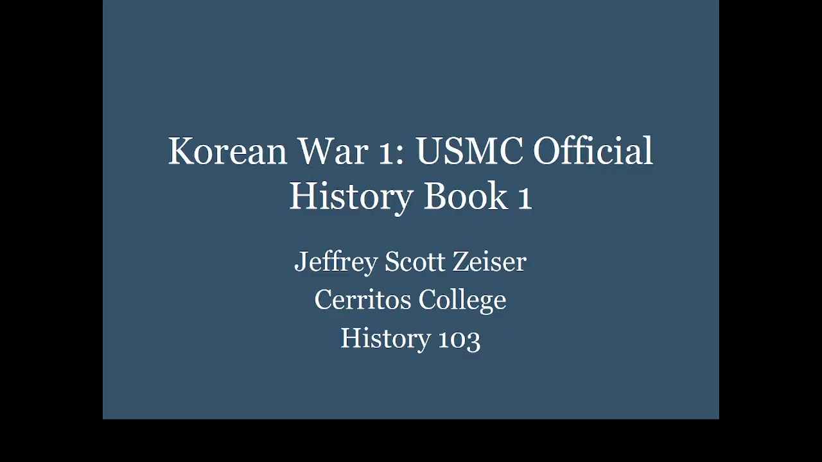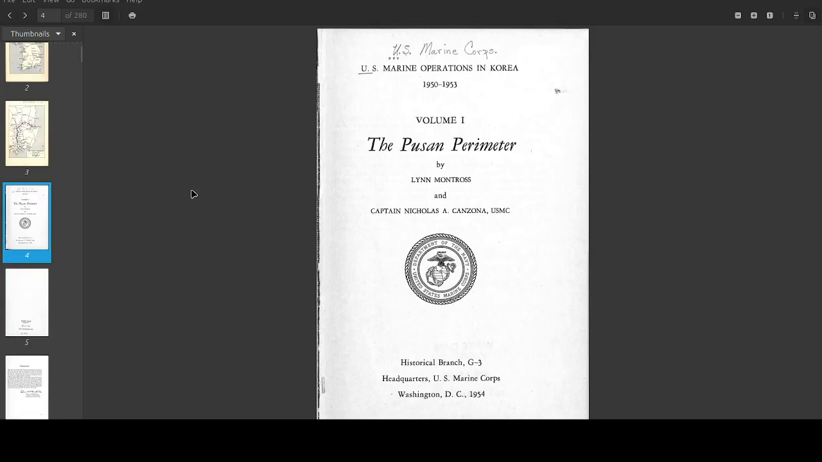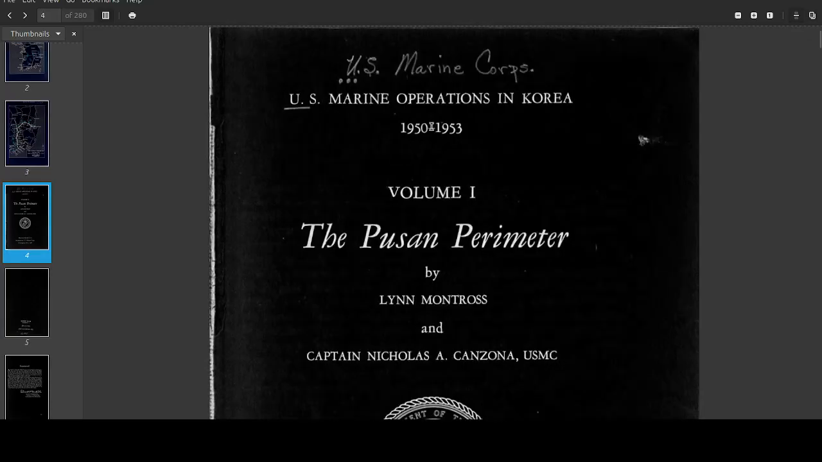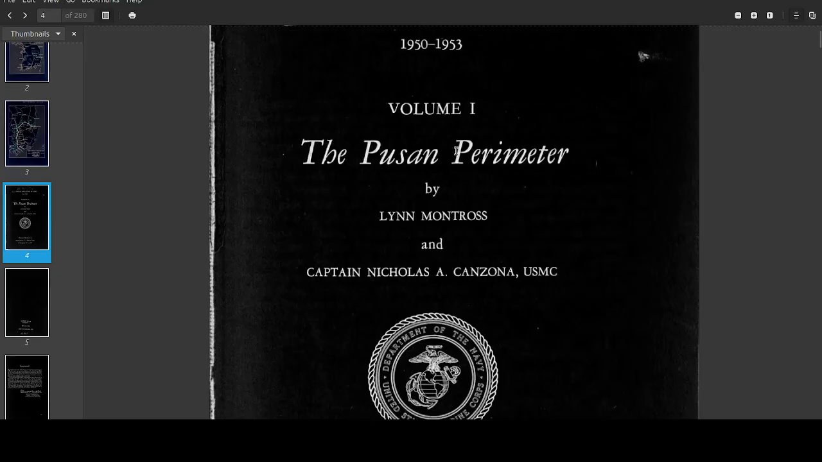Okay, we're using this. Sorry for the flashbang, everybody. This is actually the U.S. Marine Corps edition, too, which is always fun. This is U.S. Marine Operations in Korea. It's a 5-volume set. In these two sections, we're going to do the Pusan Perimeter first, and then part 2 next time.